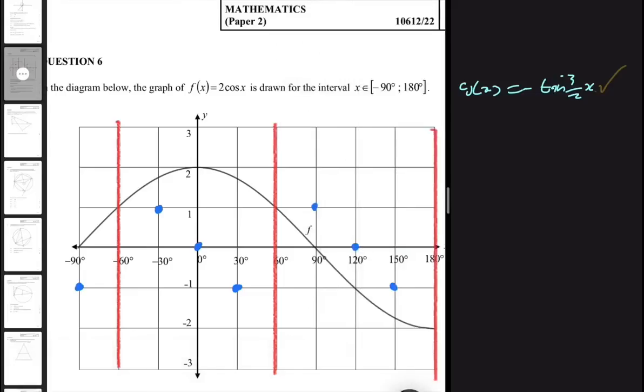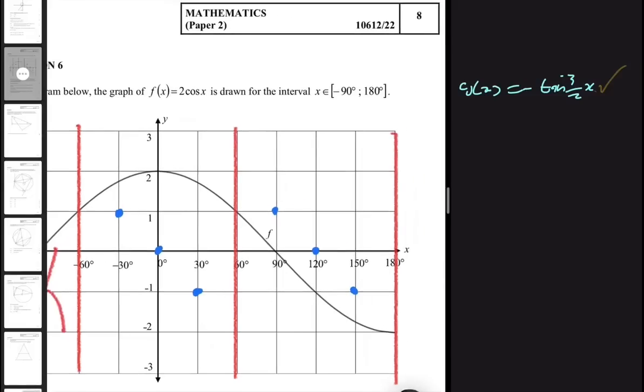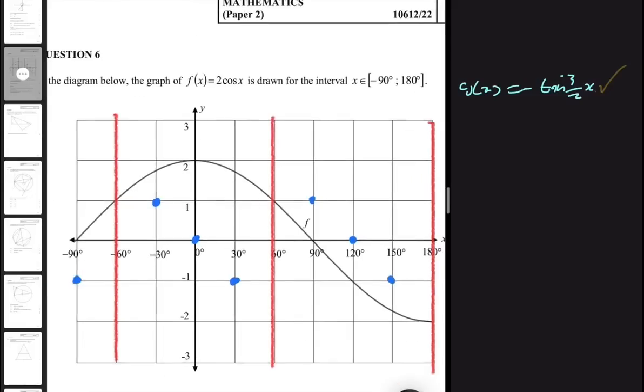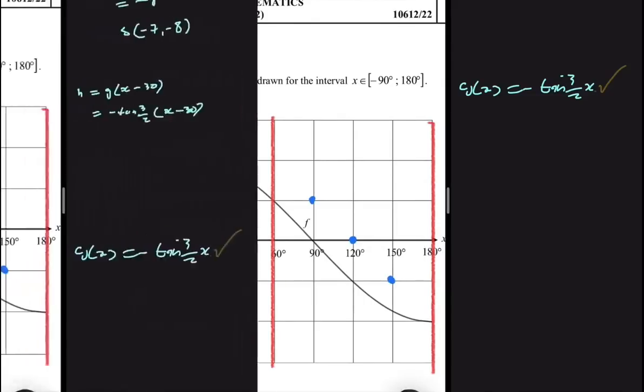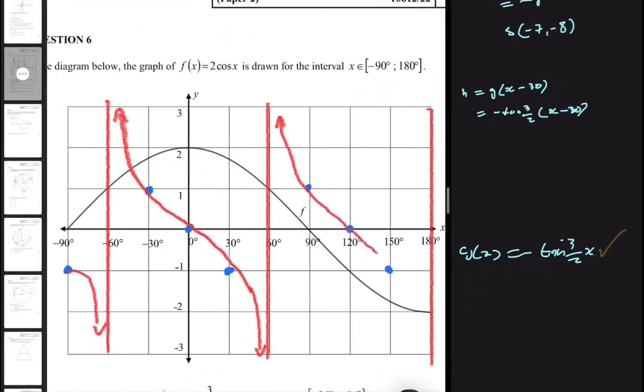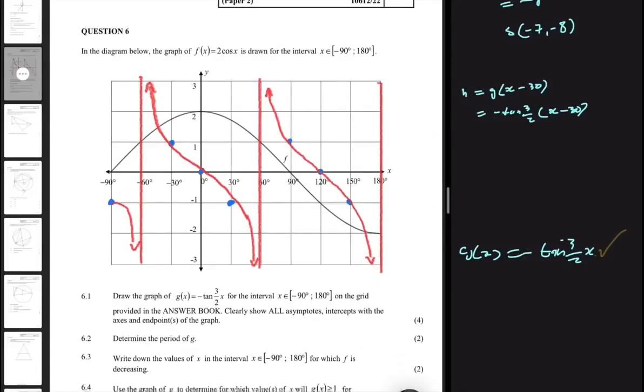You can substitute a value between minus 90 and minus 60 just to see whether your graph is going up or down at this part. You should be able to see that it is going down. And then we just need to connect all these 3 points, and the remaining 3 points, and we have something like this. Substituting values of x with an interval of 30 degrees seems to always work.